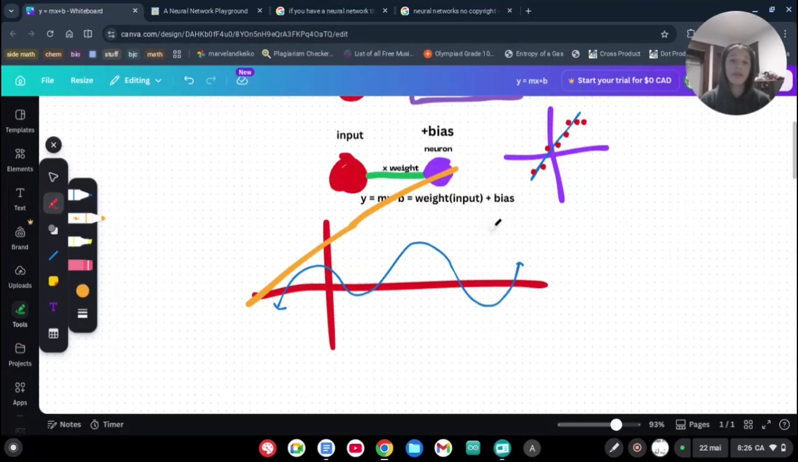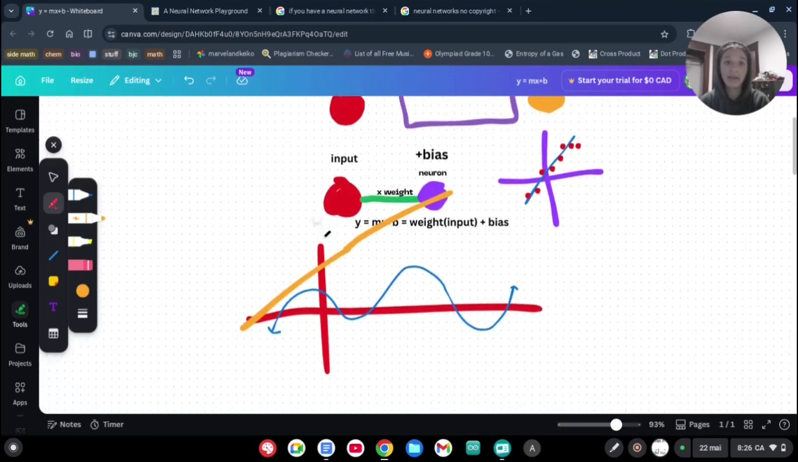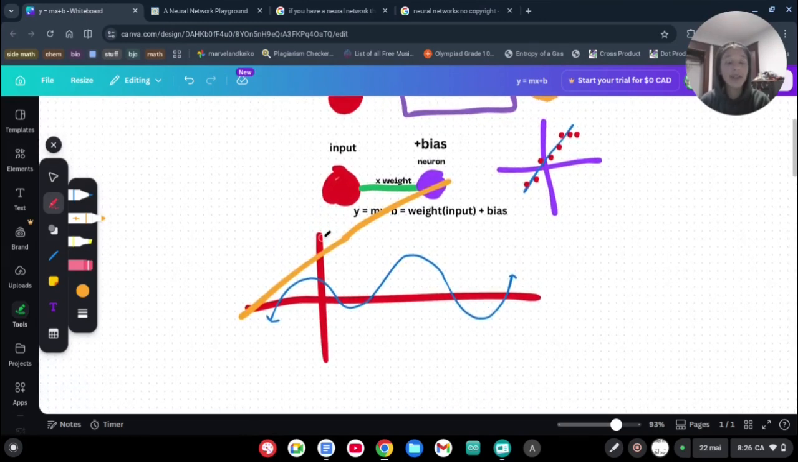Because for us to be able to approximate a function like this, we need to have a neural network that is non-linear. It can, except this neural network follows the relationship y equals mx plus b.